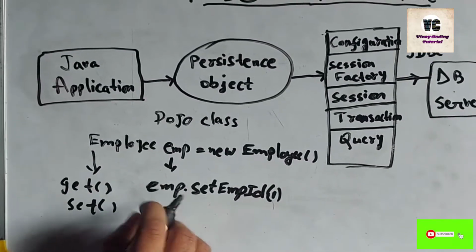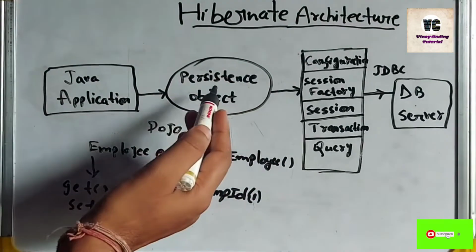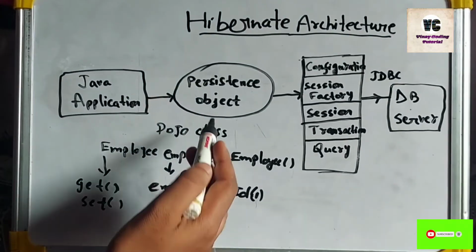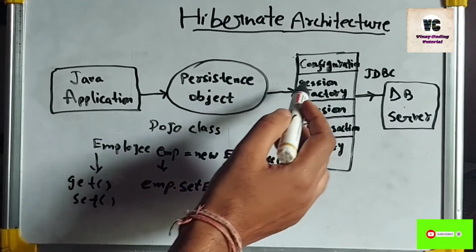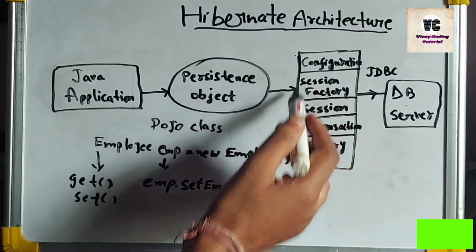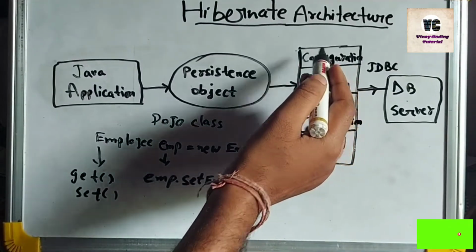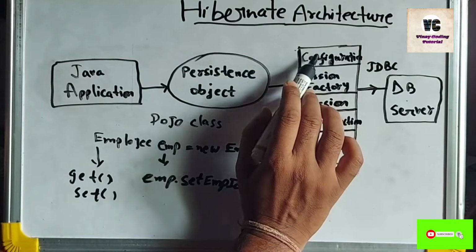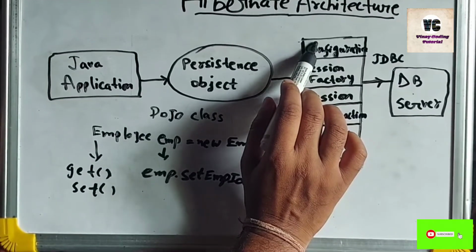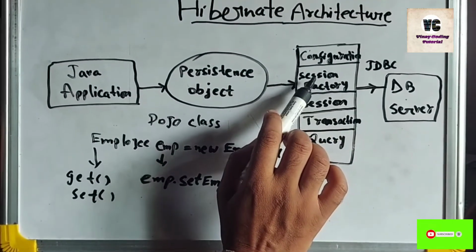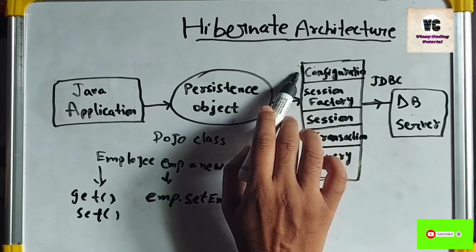After we have called the set method, when we call the save or update method from the session object, then we can say that it is in the persistence state. So persistence object means when we call the save or persist method from the session object, persistence is related with the session object. So what are these: Configuration, SessionFactory, Session, Transaction, Query? This stack means these are the core components or core interfaces of the Hibernate framework.